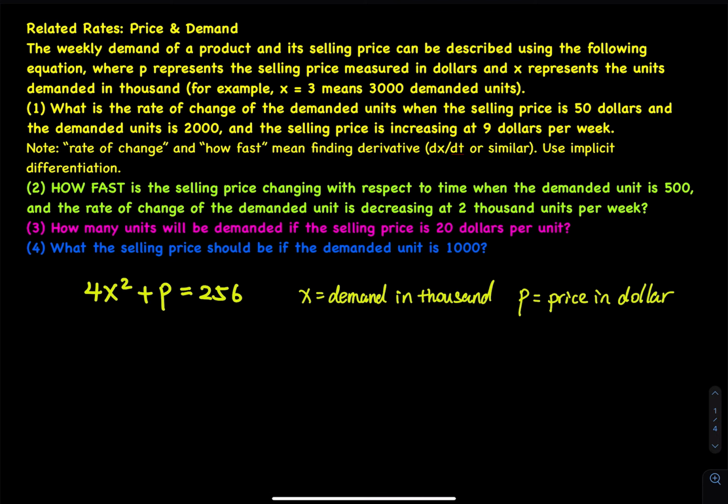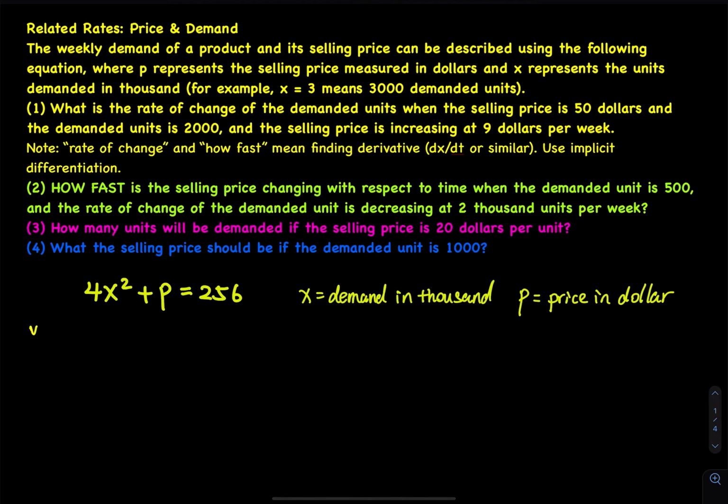Remember, when it comes to related rates, usually there is a time variable. In this problem, the time variable is per week. So that means we are taking the derivative with respect to time t. The time unit is week, so we are using implicit differentiation to take the derivative of the equation with respect to week. What we are going to do next is differentiate both sides of the equation with respect to t. So let's use implicit differentiation.